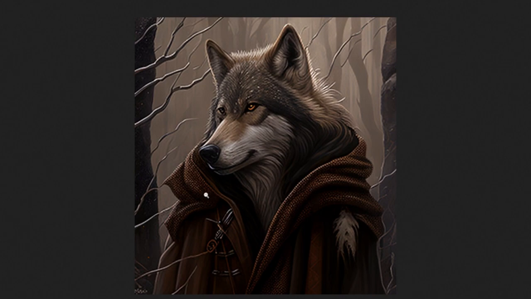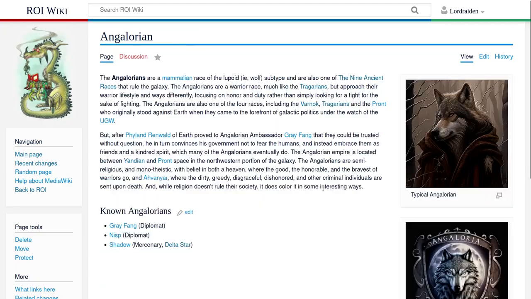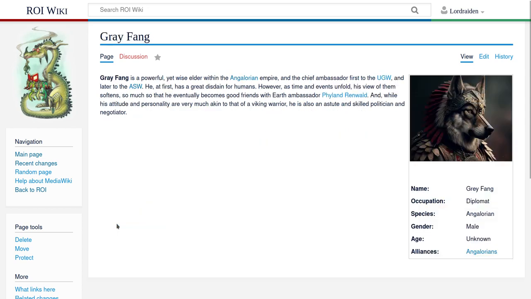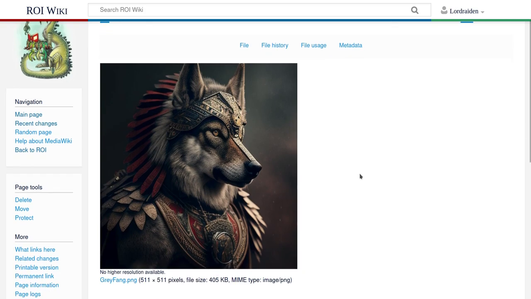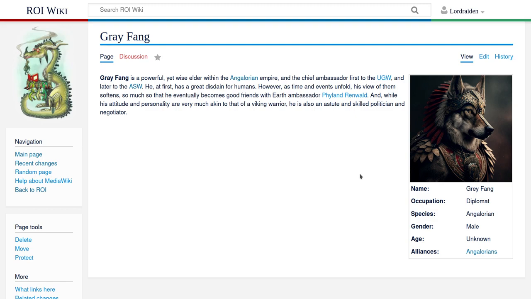So, I've got other ones like Grey Fang. He's got more of a Roman centurion type outfit. This guy's kind of more of a generic citizen. This one's more like an Indian, if you will, or Native American. I don't have a good example, so this is the closest I could come up with. In the actual story, Grey Fang is wearing Roman duds, like what you'd have from a senator or a centurion.